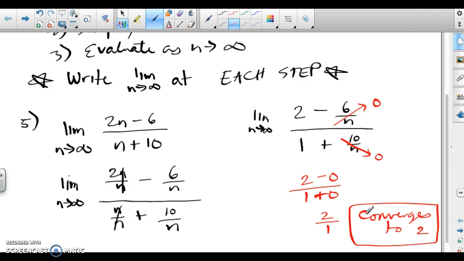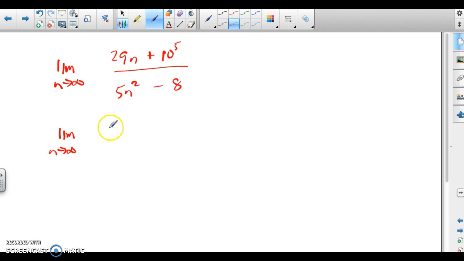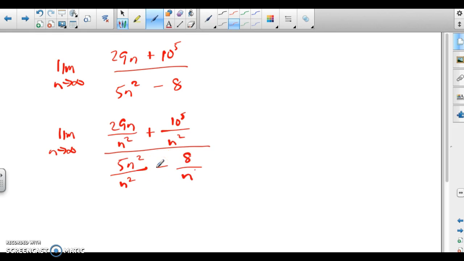Okay. Let's try the next one. Number 6. The limit as n approaches infinity of 29n plus 10 to the 5th over 5n squared minus 8. So first thing we do, divide everything by the highest power of n in your denominator, which in this case is n squared. So limit as n approaches infinity of 29n divided by n squared plus 10 to the 5th divided by n squared, over 5n squared divided by n squared minus 8 divided by n squared.